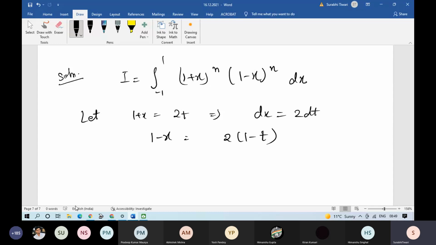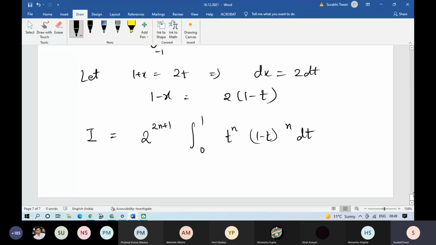Put the value of x, so what does the integral become? 2 to the power of 2n plus 1, 0 to 1 t to the power n (1 minus t) to the power n dt. Now what is this? 2 to the power of 2n plus 1 beta (n plus 1, n plus 1).